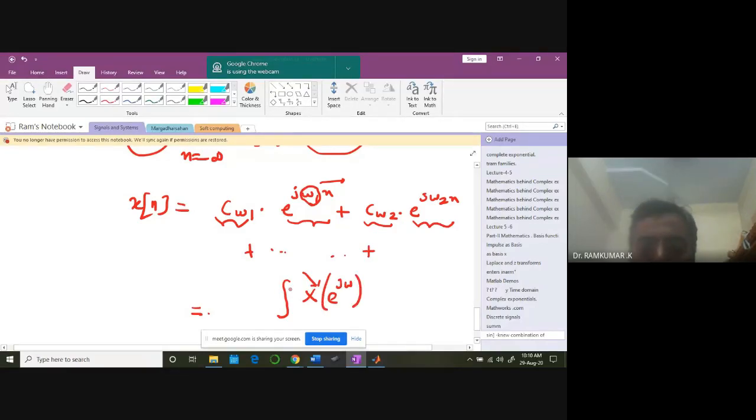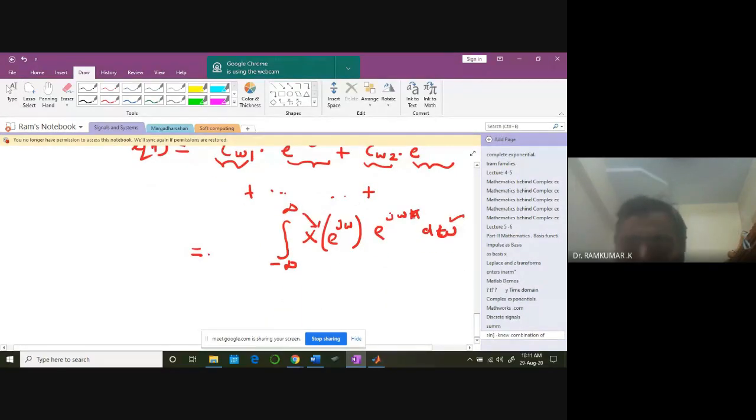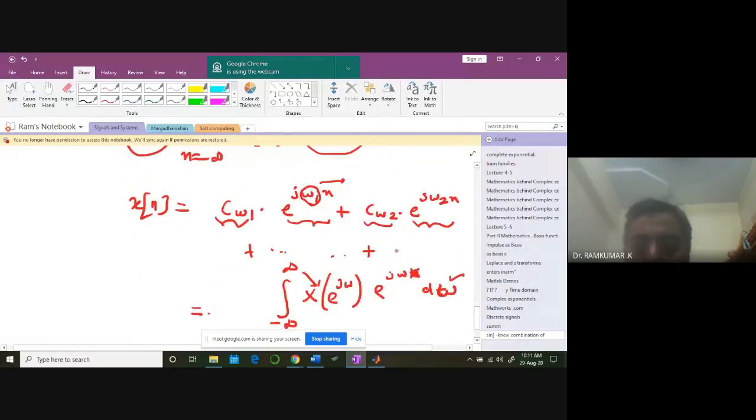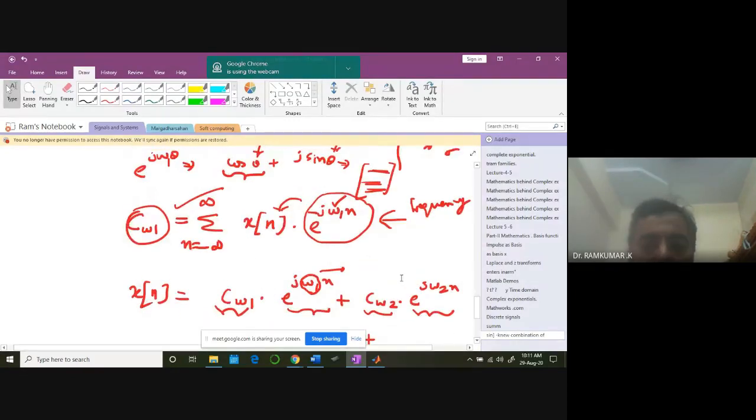So all these coefficients, I'm going to integrate between minus infinity to plus infinity, e power j omega t d omega. In terms of omega, I'm going to integrate. n is not there, only d omega. So this is going to be my x of n. This I am calling the inverse discrete time Fourier transform. And this summation, I am calling the discrete time Fourier transform.